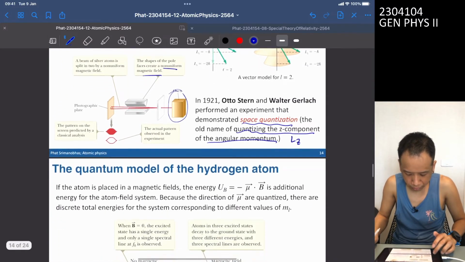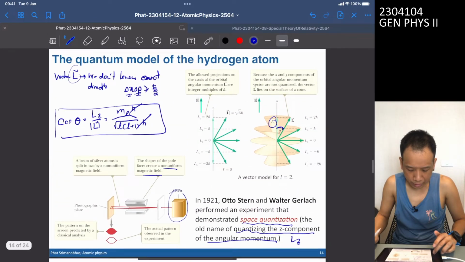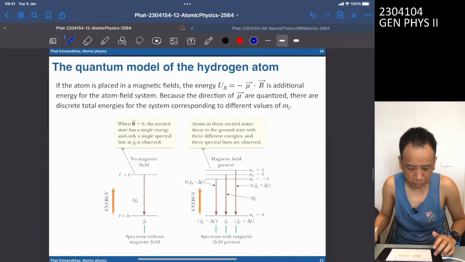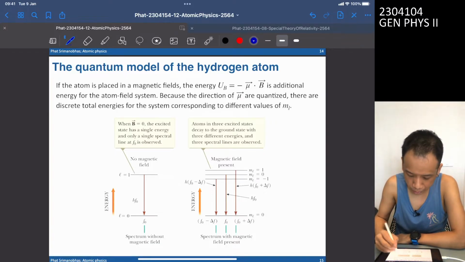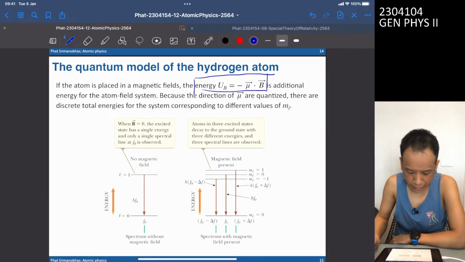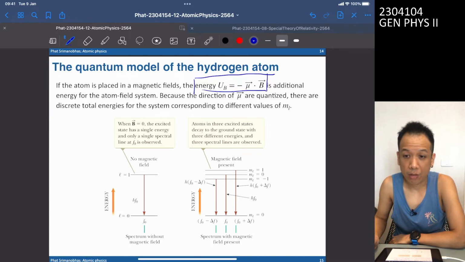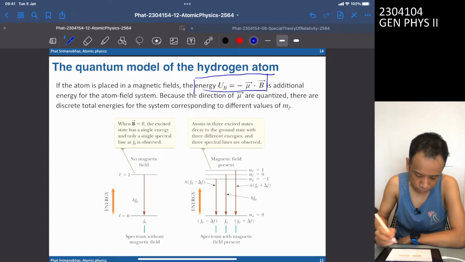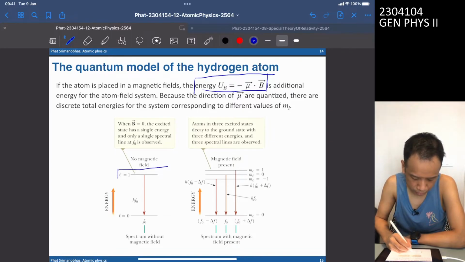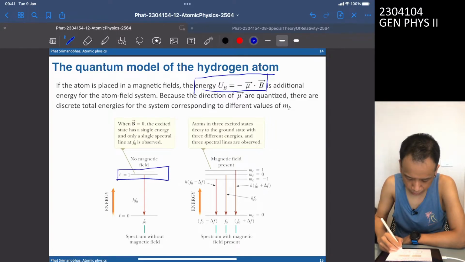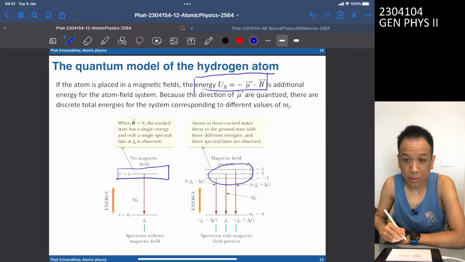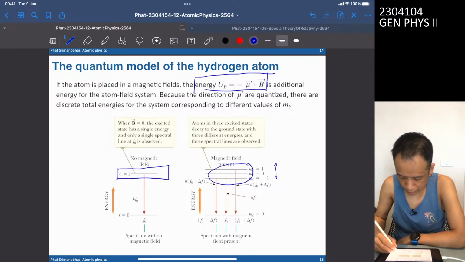With the magnetic moment placed in the magnetic field, you have a potential energy term added. This term can be considered the source of the splitting of the spectrum. Before, when we don't have the magnetic field, you have just, for example, the L equal to one state. When you place the magnetic field, the spectrum splits: one splits up, one splits down, and one stays the same, so you see three lines in the spectrum.